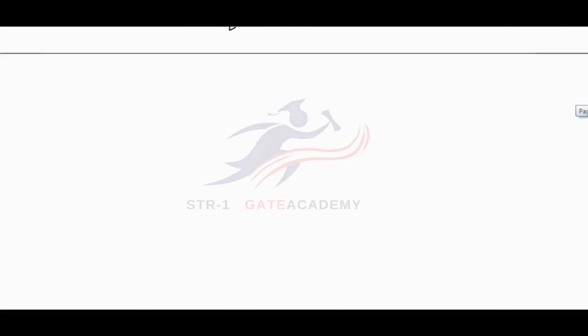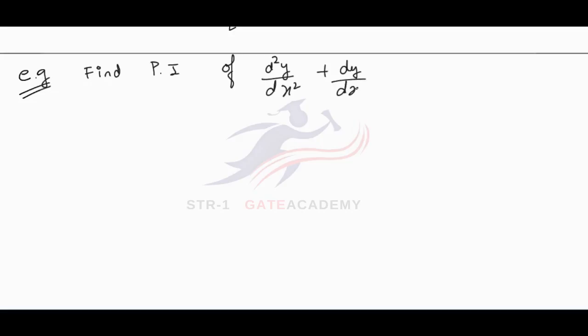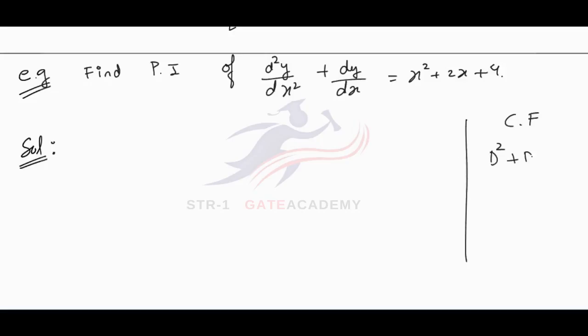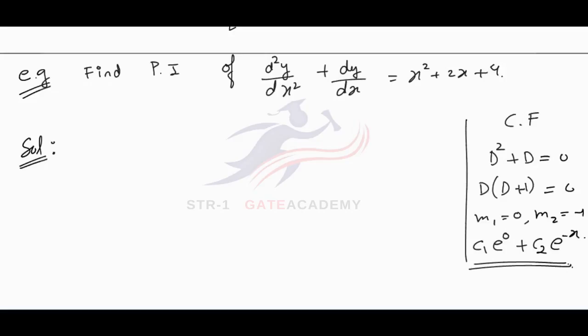So let us understand how a question can be asked on this fundamental. Let's say, for example, find the particular integral of d square y upon dx square plus dy by dx equals x square plus 2x plus 4. Now if you have to find the complementary function, can you find it? Complementary function has more or less not been asked, but if you have to find it, it will be d square plus d equals 0. So d is common, d plus 1 is equal to 0. So the roots are 0 and minus 1, right? So it becomes c1 e raised to 0 plus c2 e raised to minus x. That will become my complementary function, right?